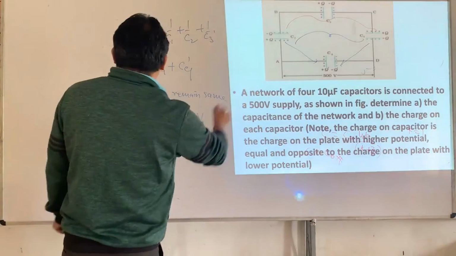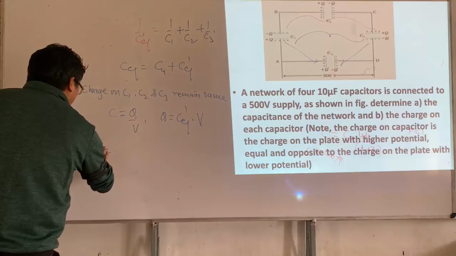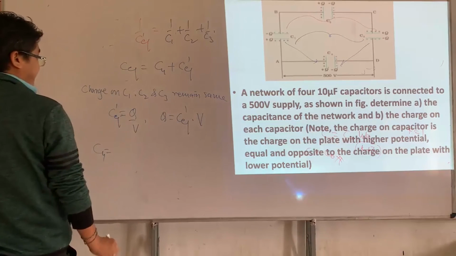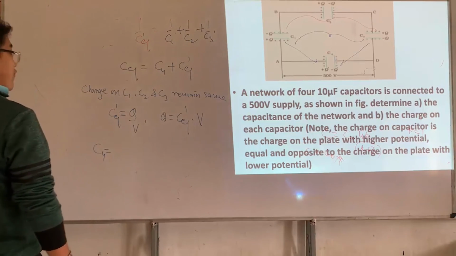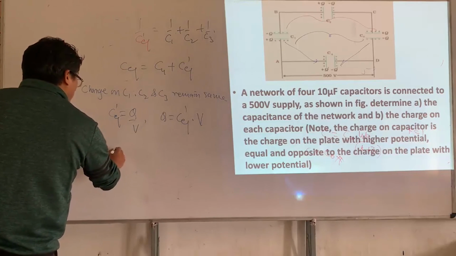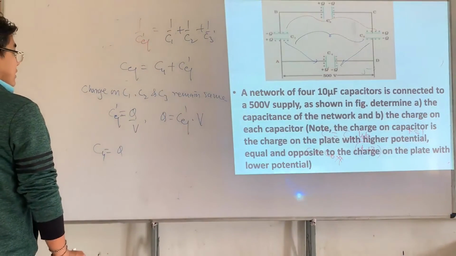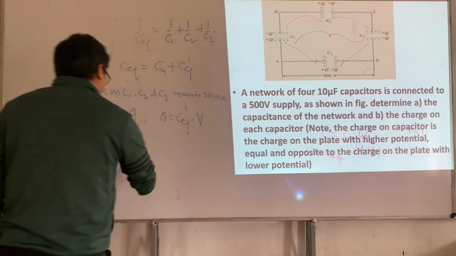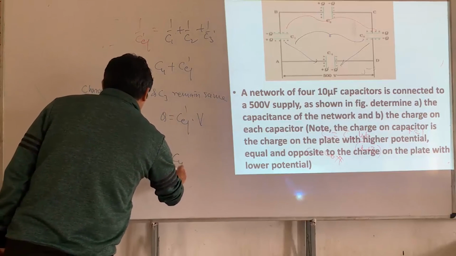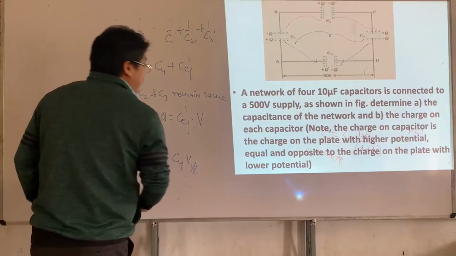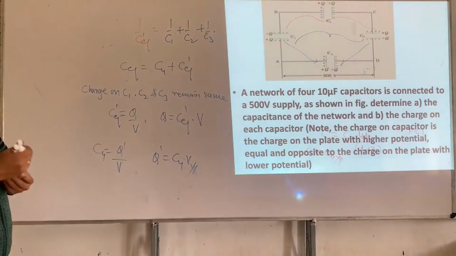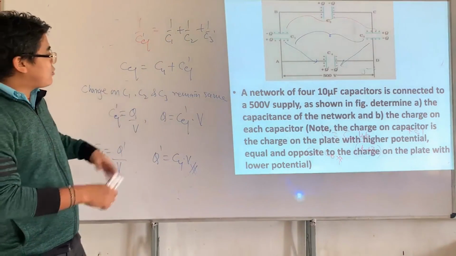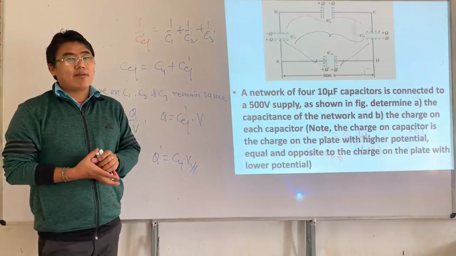What about the charge on C4? Let's say the charge on C4 is Q prime. C4 is equal to Q prime divided by V, and Q prime is equal to C4 V. So this is how you are going to find it out. This is the problem that I solved, and you go and try to write all the problems which I have done today.